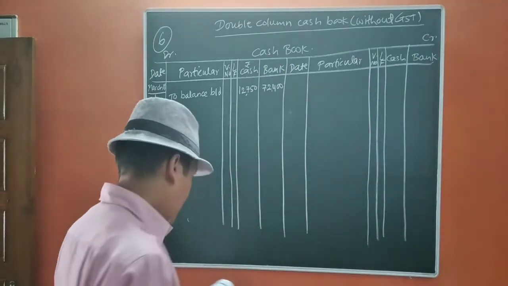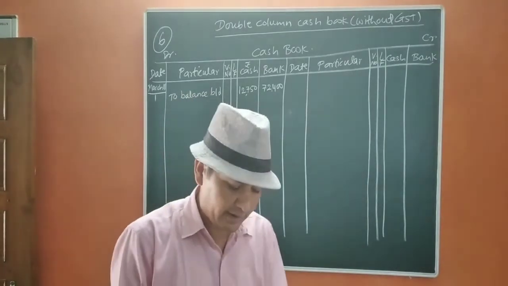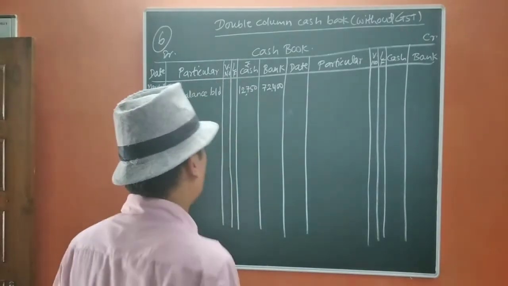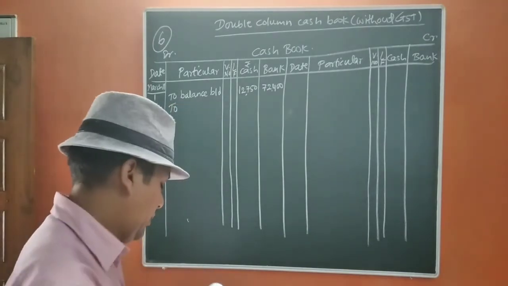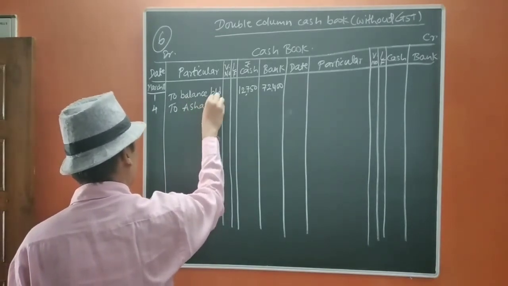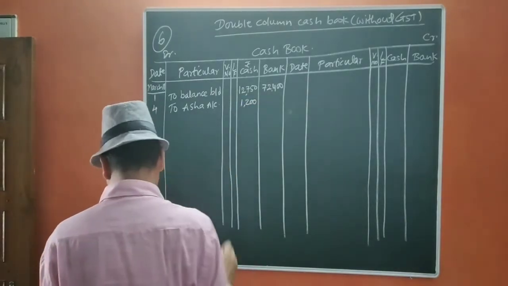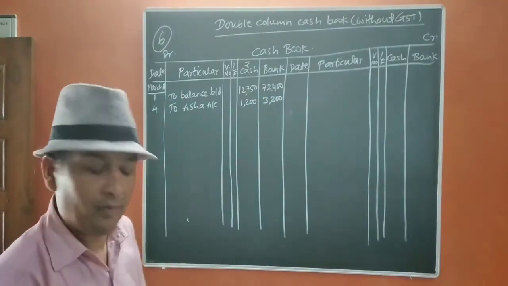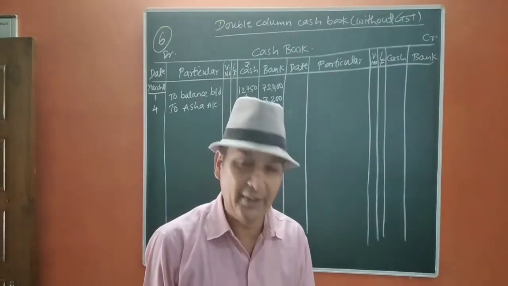Now, on March 4th, received from Asha cash 1200 and a check of 3200, allowed discount 400. Okay. So, on 4th, the item will be cash account debit, bank account debit to Asha. So, to Asha account, the amount we are going to write 1200 in the cash and the same check we have deposited here into bank.